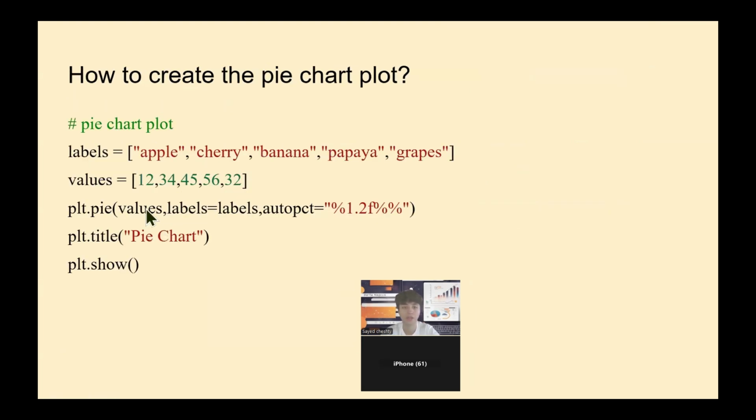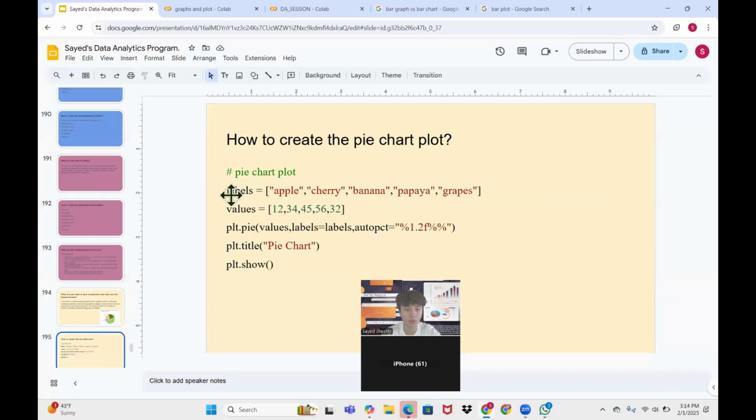How to create the pie chart is very easy. We do labels. The labels are what we're trying to see, like what people use a lot. What do the data sets mostly fall into? So apple, cherry, banana, papaya, grapes, all of these are labels, and the values are 12, 34, 45, 56, 32. It doesn't matter what you put. So plt.pie, values, labels, we put that equals labels.